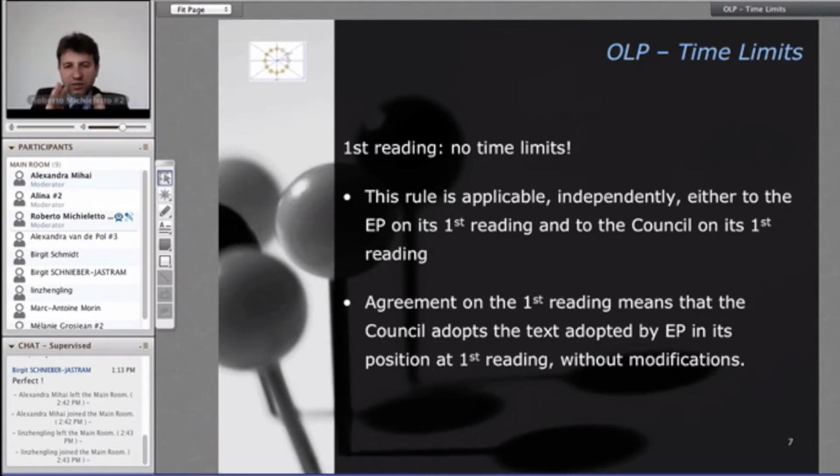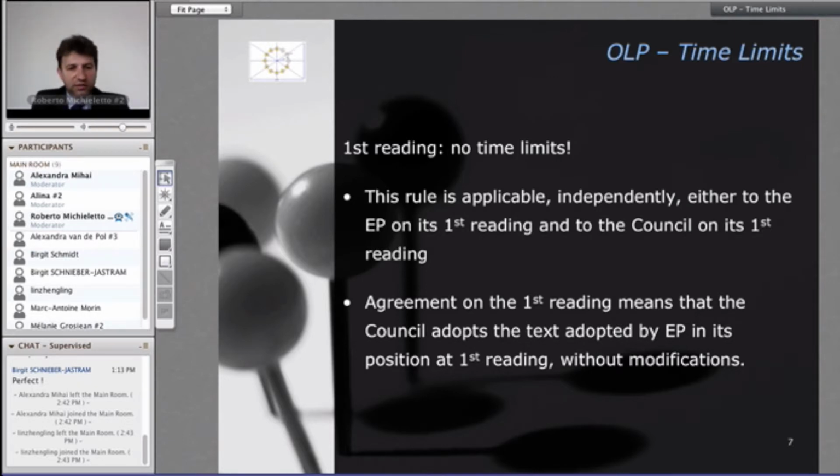If you think of it like a tennis game, then you can understand that we have some rules. In this tennis game, which is called OLP, Ordinary Legislative Procedure, the first who serves is always the Parliament. And then the match can start. If the Council doesn't react and says, okay, we agree, then we have the point.